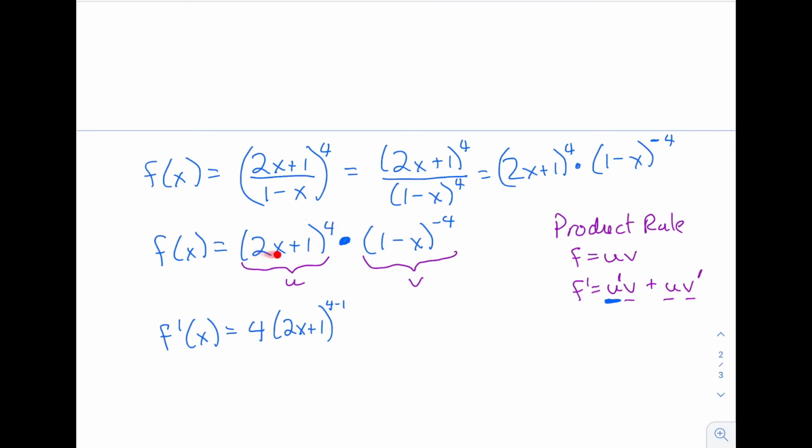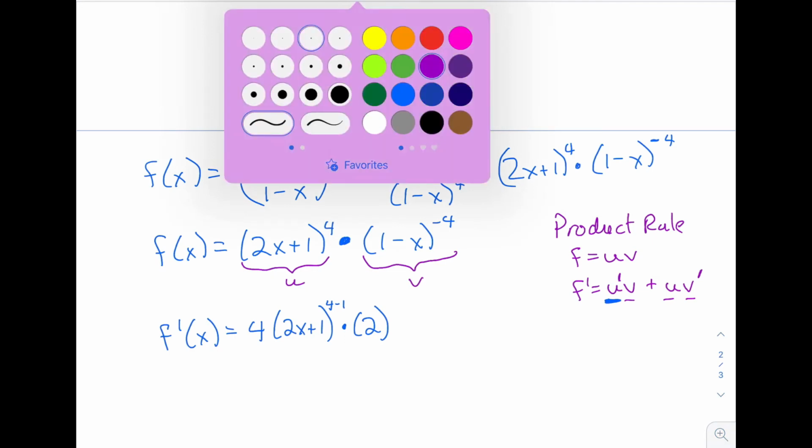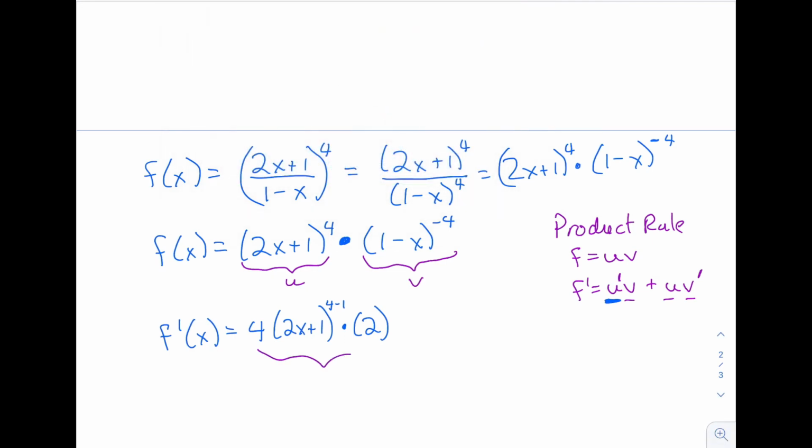So I'm going to take the derivative of 2x plus 1. Derivative of 2x is 2, and the derivative of 1 is 0. So I'll just leave that like this. So that was my u prime. Maybe even I'll label that right here. So all of this was my u prime.